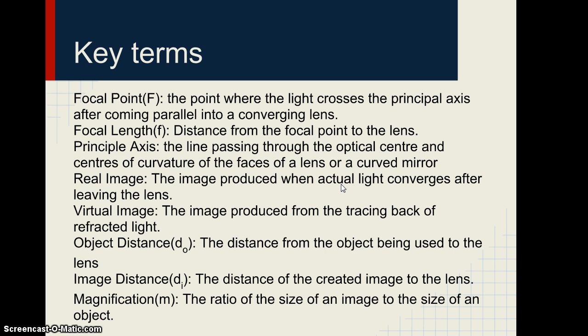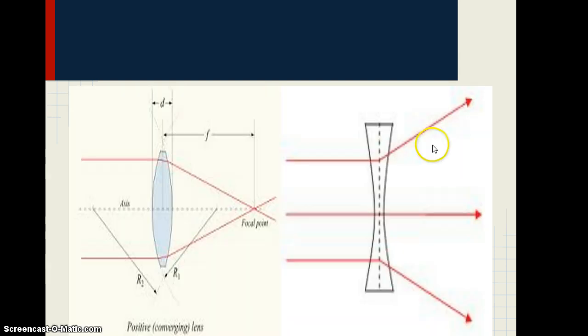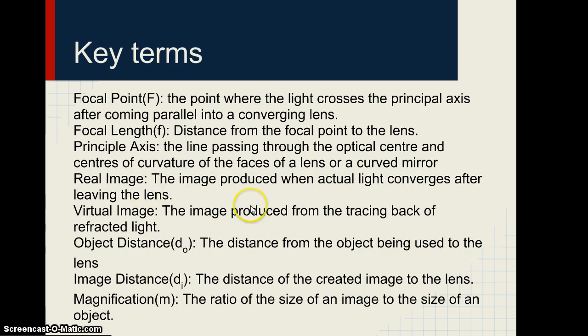The real image is the image produced when actual light converges after leaving the lens. What I mean is a real image would be formed here where the light converges on the focal point. A real image would not be created here, but instead you would get a virtual image, an image produced from the tracing back of refracted light.